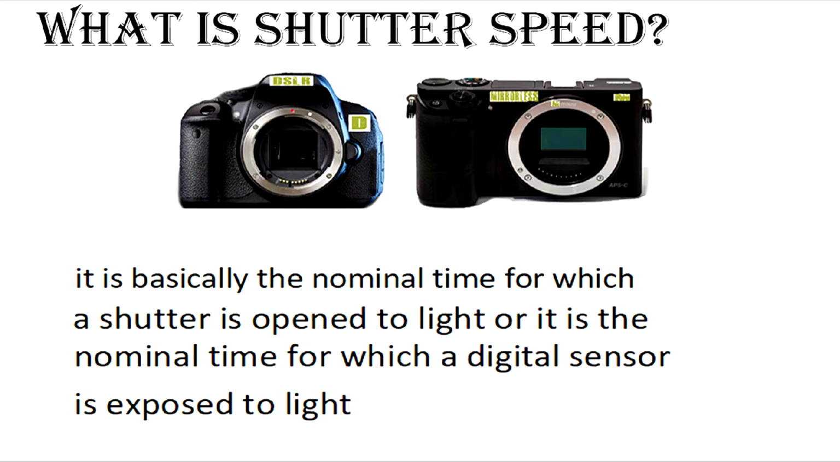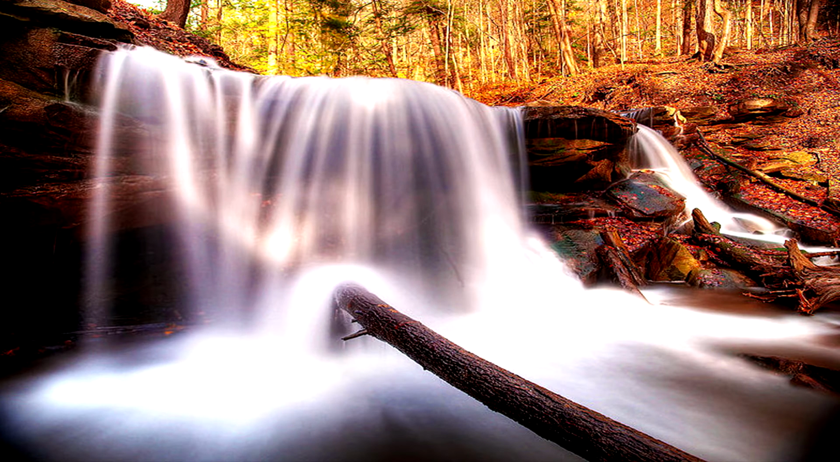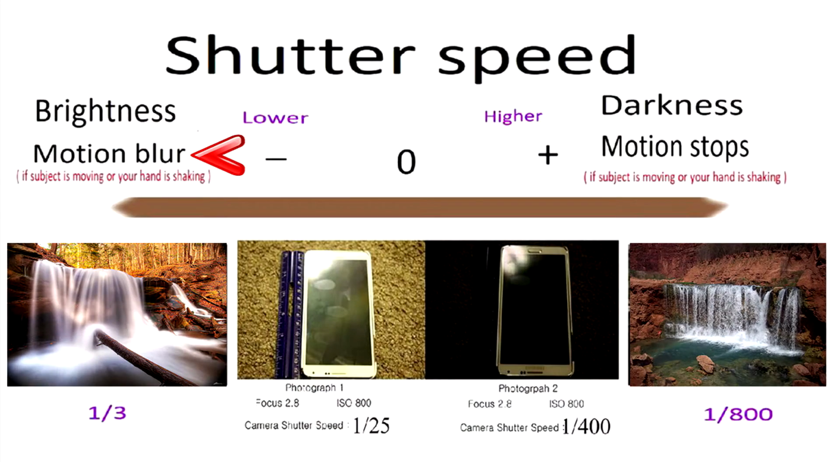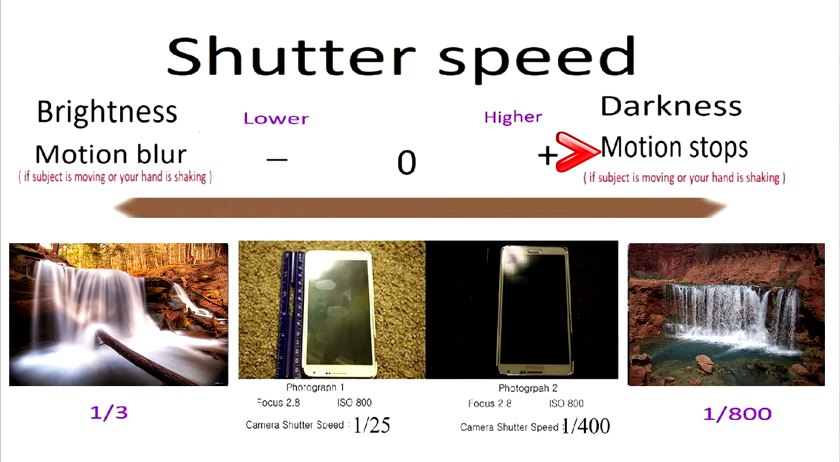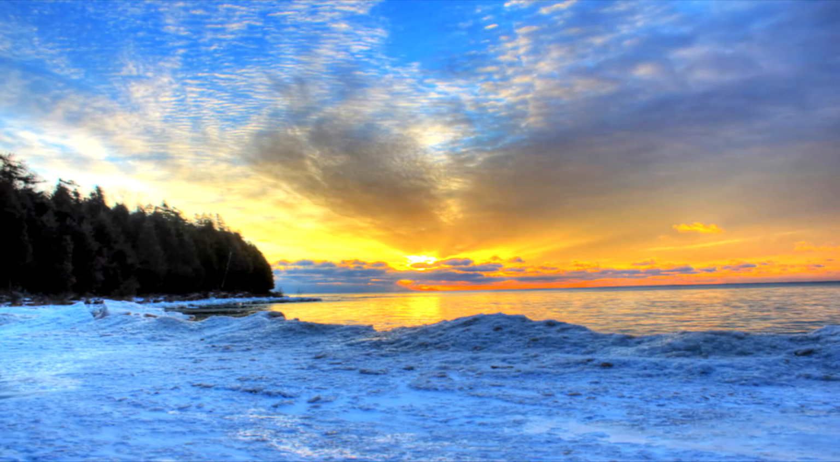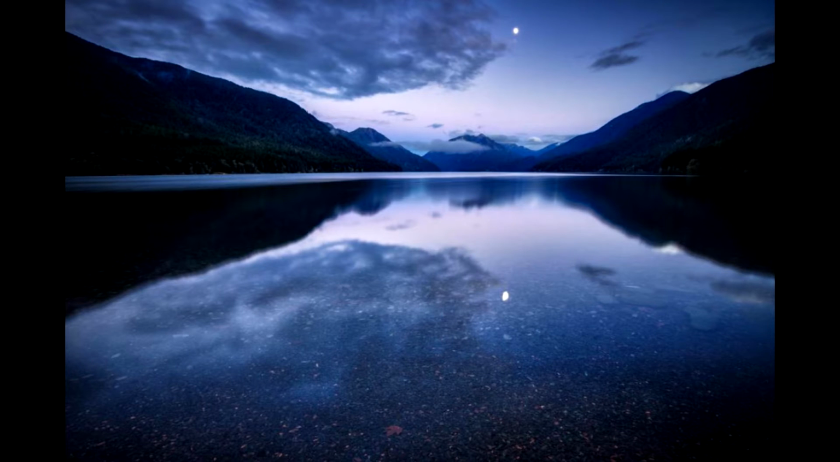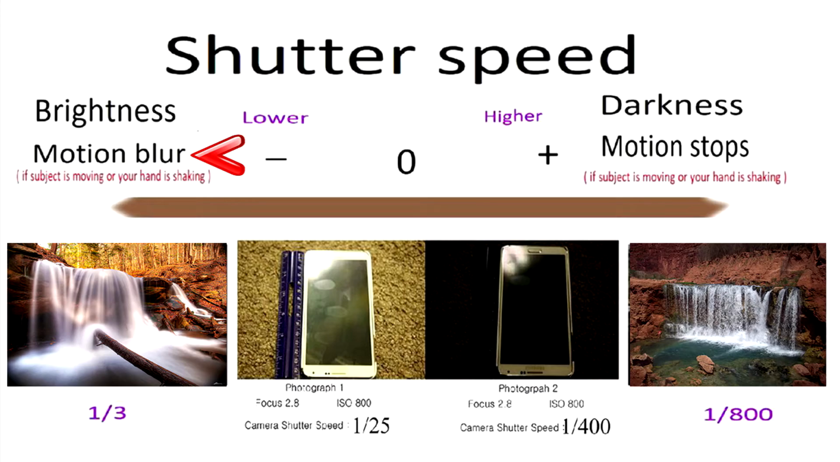For example, shutter speed on this image is 1/3 and you can see the movement of water, and on this image it is 1/800. So you can see the drops of water. It means the lower the number, you can see motion blur, and the faster the number, motion stops. The other effect of shutter speed is, the lower the number, you will get more brightness, and the higher the number, you will get more darkness. Basically, it depends on the kind of light you have in the situation when you want to take a photograph.